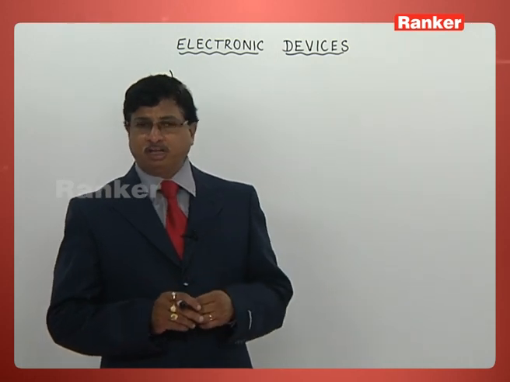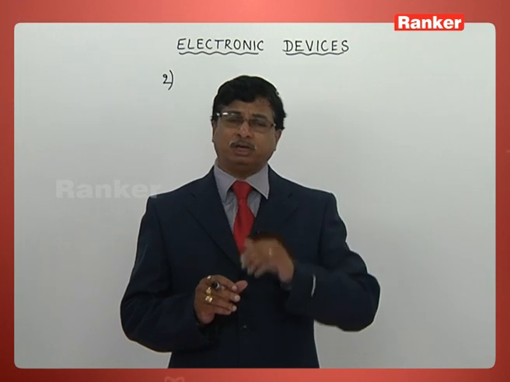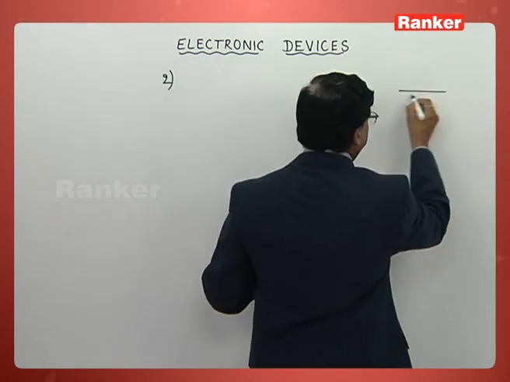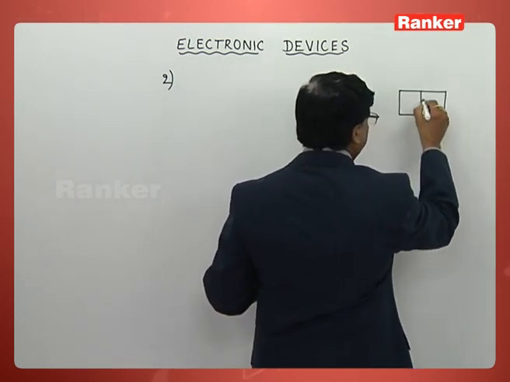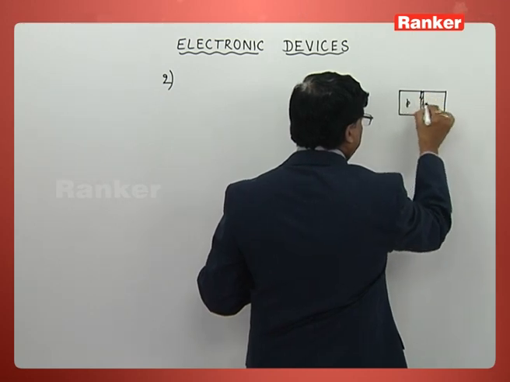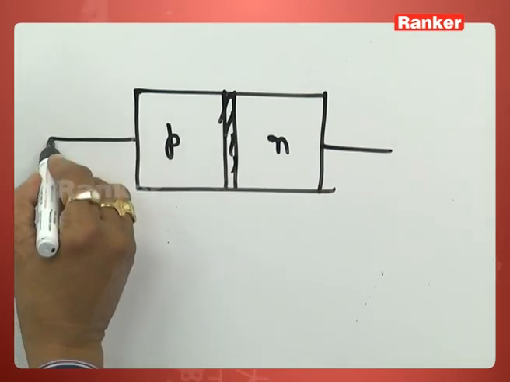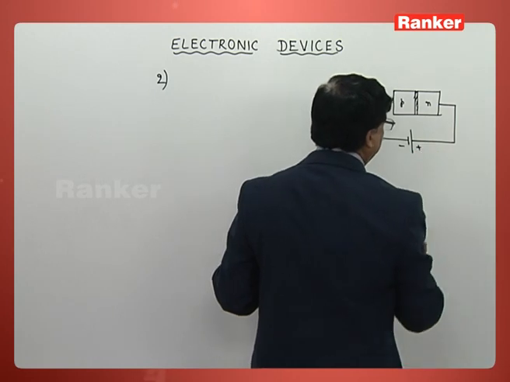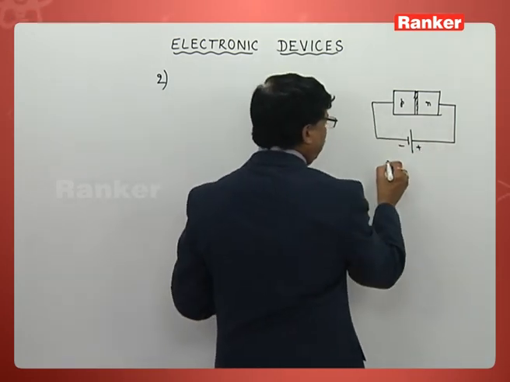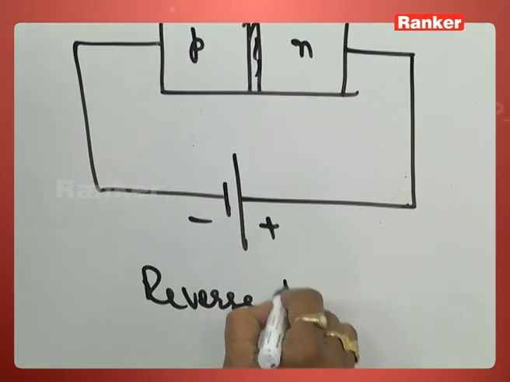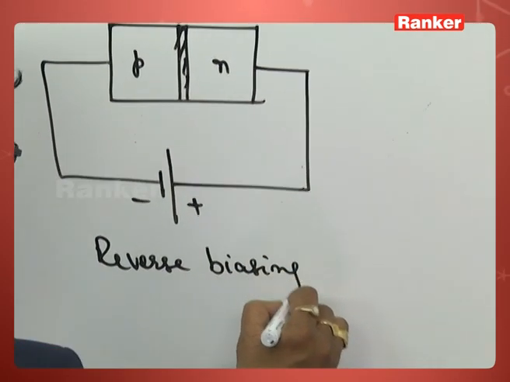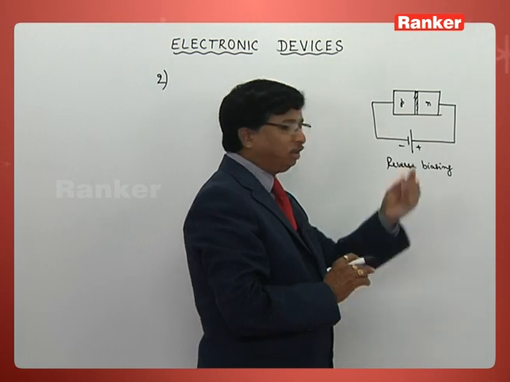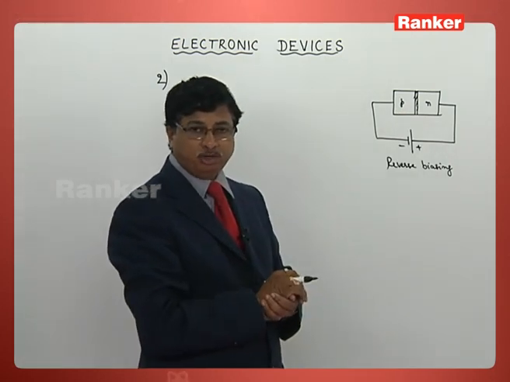One thing you should understand, whether it is in forward biasing or in reverse biasing. First of all, try to recollect. If I consider the PN junction diode, this is the depletion region, whatever we have. This is P, this is N. If I connect negative terminal of the cell to P and positive terminal of the cell to N, this is called reverse biasing. If I connect positive to P and negative to N, then that is called forward biasing, we know.